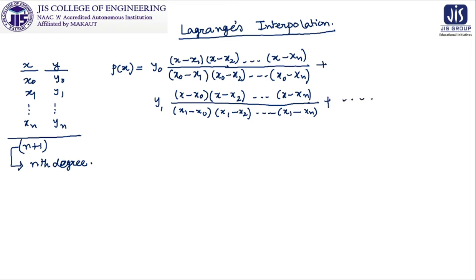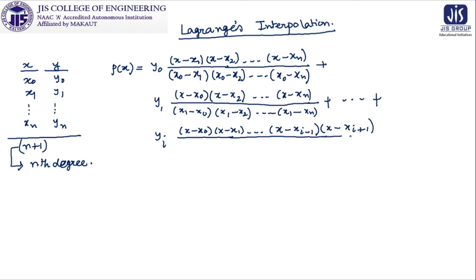So in this way, if you go for the generalized term, that is the ith term, it will be yi times (x minus x0)(x minus x1). If you understand the symmetry of this term, then it is enough for writing the others. Then (x minus x(i minus 1)), then (x minus x(i plus 1)), because x minus xi will not be there, and then it is (x minus xn).